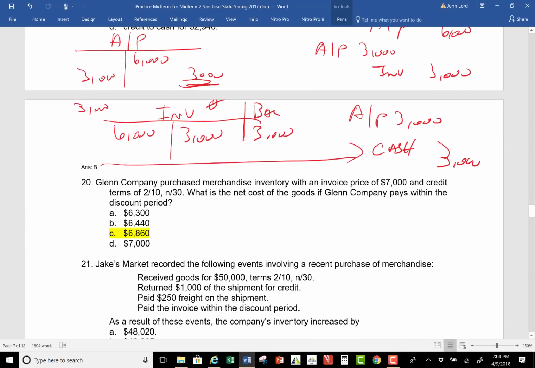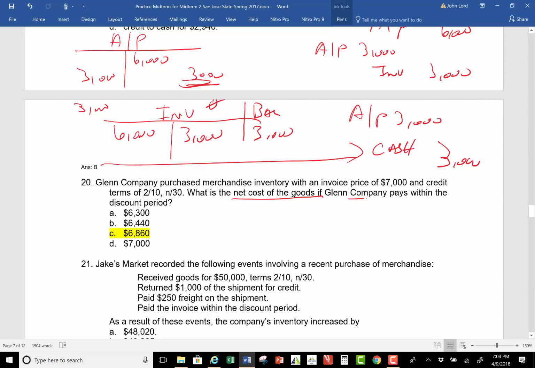Okay, good. Number 20, Glenn Company purchased merchandise inventory with an invoice price of $7,000 and the credit terms were 2/10, net 30: 2% discount for paying in 10 days, otherwise pay the whole amount in 30. What is the cost of goods sold if Glenn pays within the discount period? Now, what's happening? What is the net cost of the goods, not cost of goods sold? In other words, they're purchasing these goods, right?